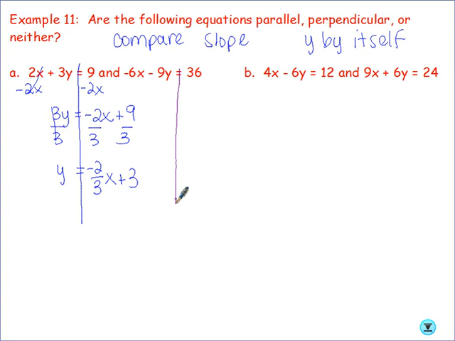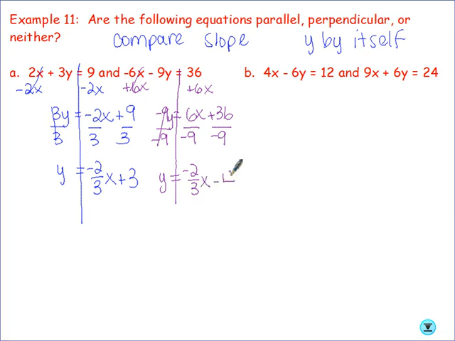Same thing on this side. We need y by itself. I'm going to add 6x to both sides. That leaves me with negative 9y equals x comes first, 6x plus 36. Divide everything by negative 9. We get y equals, in the calculator, 6 divided by negative 9. Hit math, enter, enter. You get negative 2 over 3 x. 36 divided by negative 9 is negative 4. We now have y by itself.